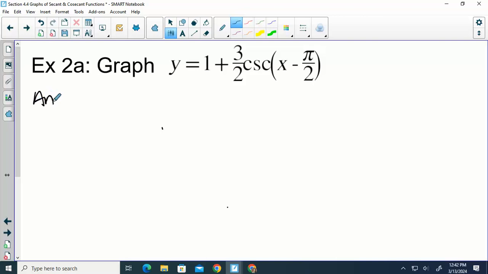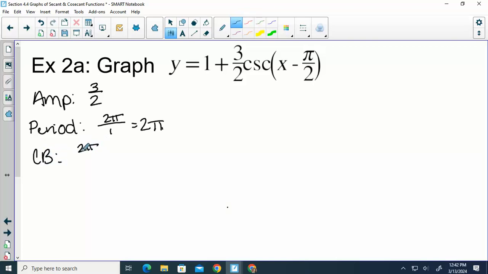So, starting with our list, the first thing we do is amplitude. What is the amplitude? 3 halves. Then we do the period. Normal period of 2 pi divided by the coefficient of x, which is just 1, so our period is 2 pi. Count by, we take our period, divide by 4 for the 4 quadrants.